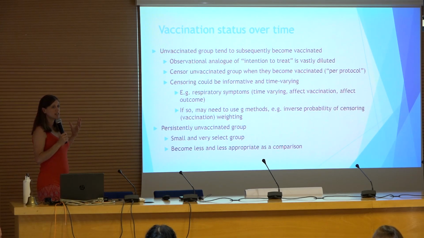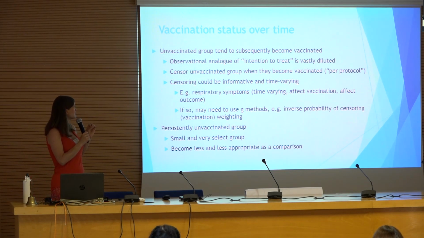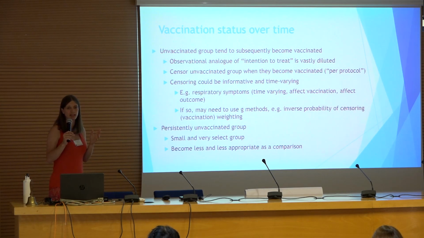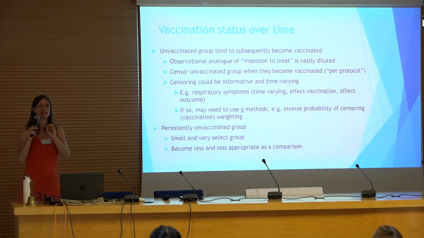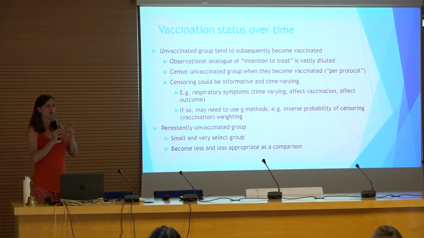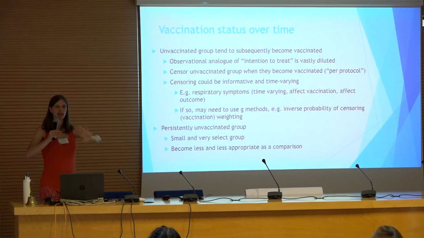All right, so changing vaccination status over time, another very tricky issue. My unvaccinated group are going to tend to subsequently become vaccinated. Now, Con had a discussion about the observational version of intention to treat, and he pointed out that there's no such thing in observational data because we have no idea what the intention was. However, there is something that people call intention to treat in observational data, where we just look at what was assigned at baseline, like did this person get prescribed this drug or that drug, and then we say, okay, we're going to assume that the intention is to carry on with that, and we're going to ignore any changes.